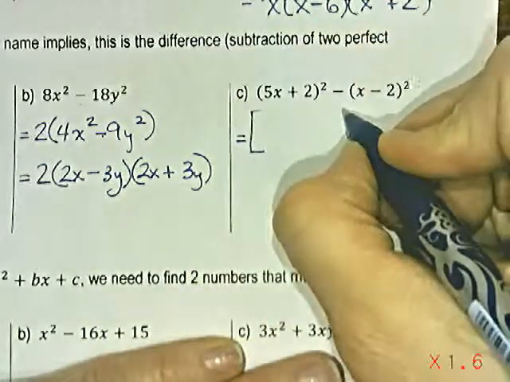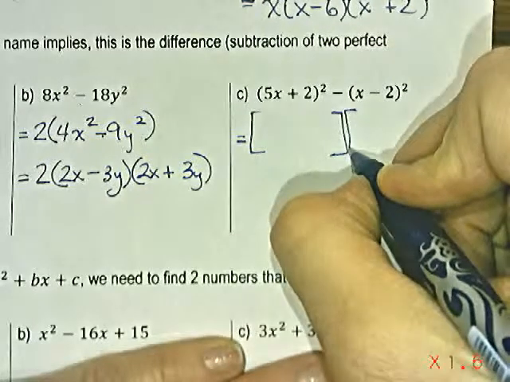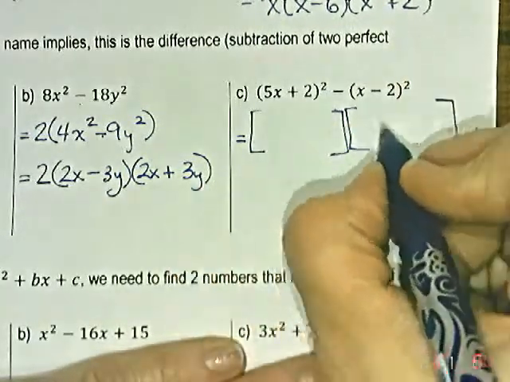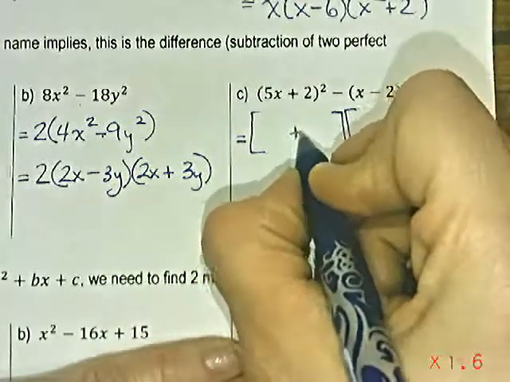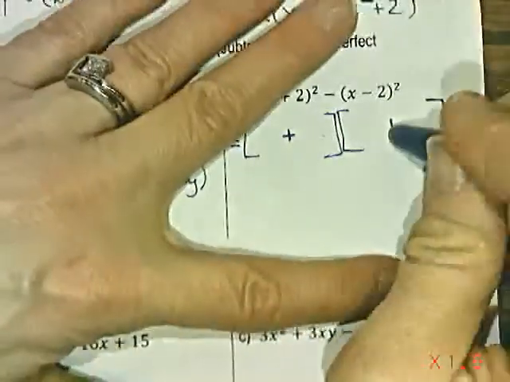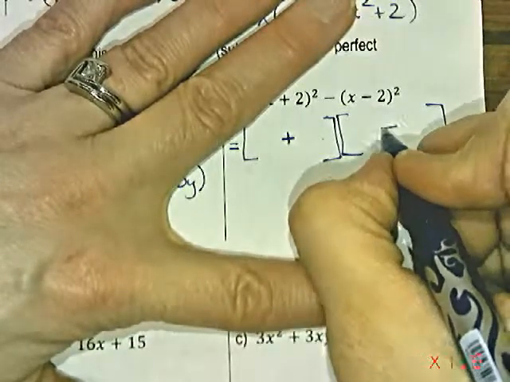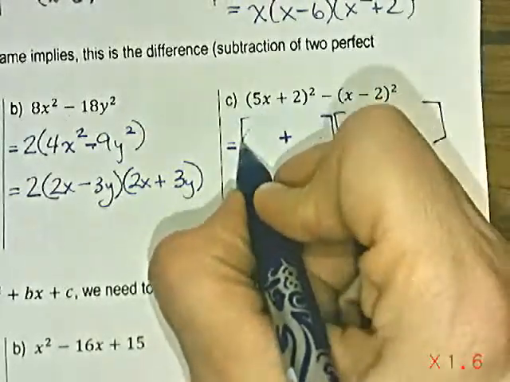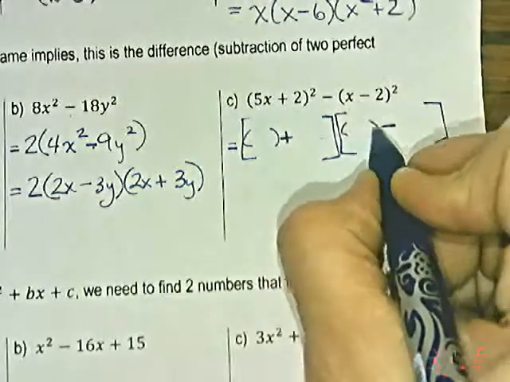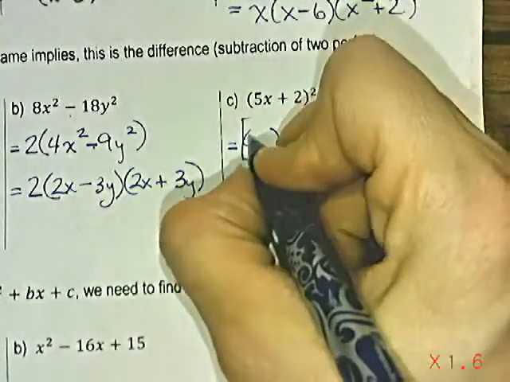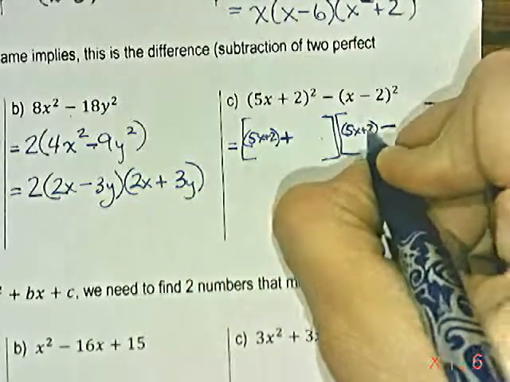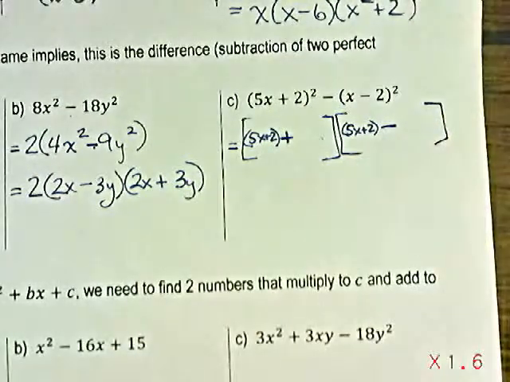What I'm going to do is set myself up with an opportunity to factor 2 factors, one with plus, one with minus. And how do I get to a 5x plus 2 squared? Well, I would have that same bracket multiplied by itself. So I would have 5x plus 2 times 5x plus 2. That would be my 5x plus 2 squared.